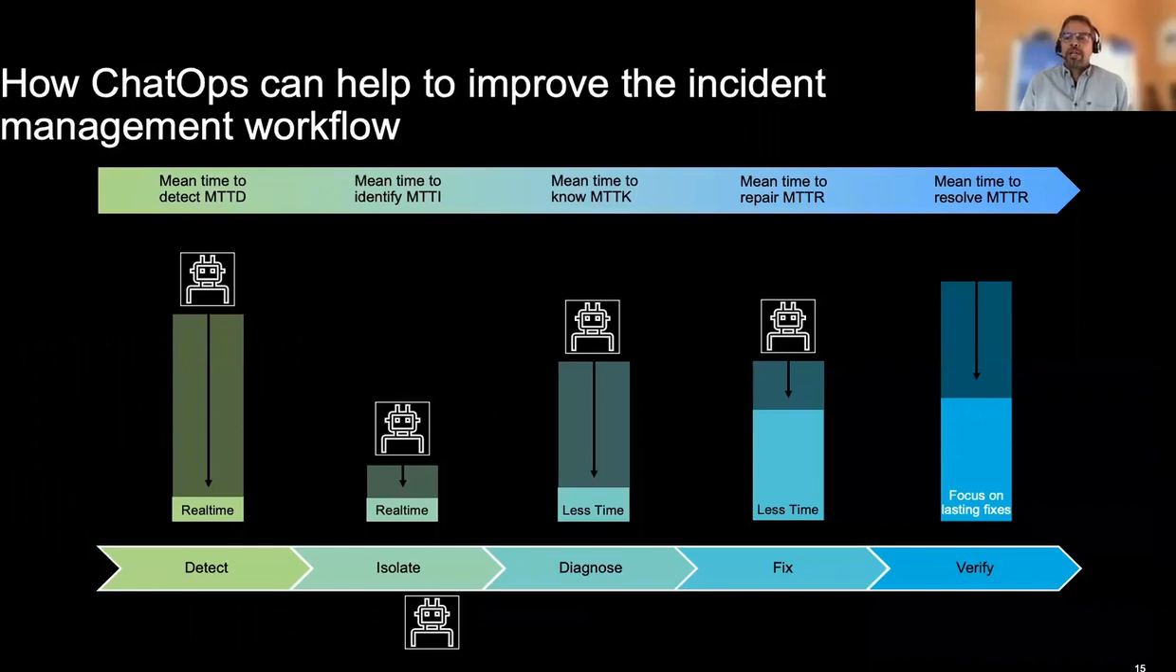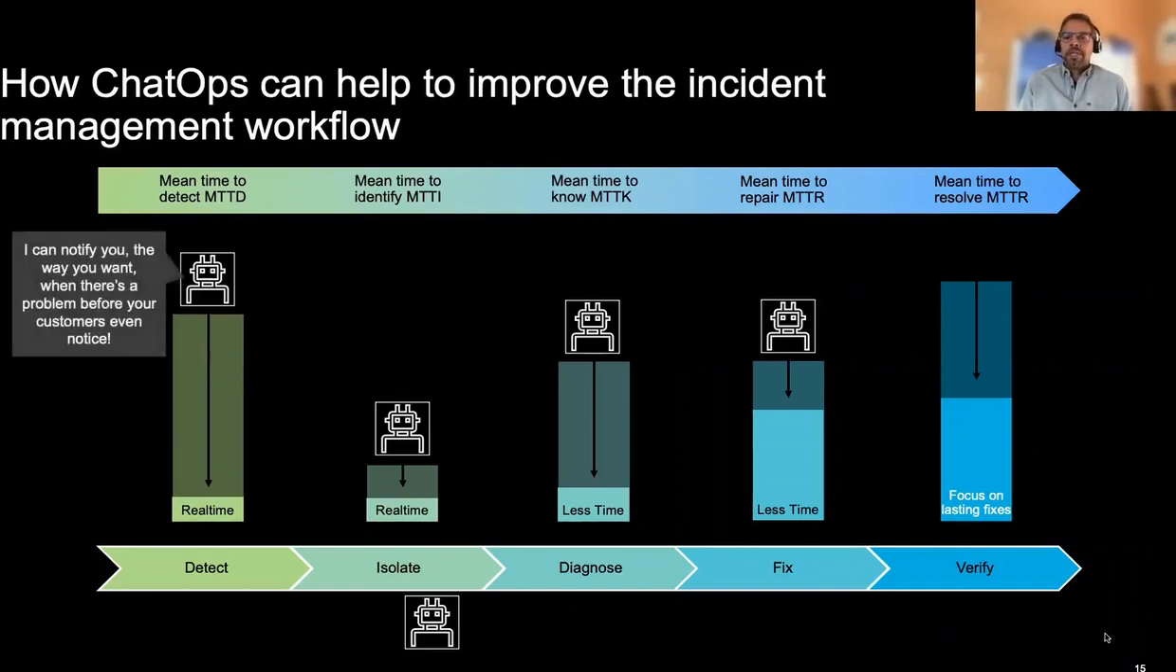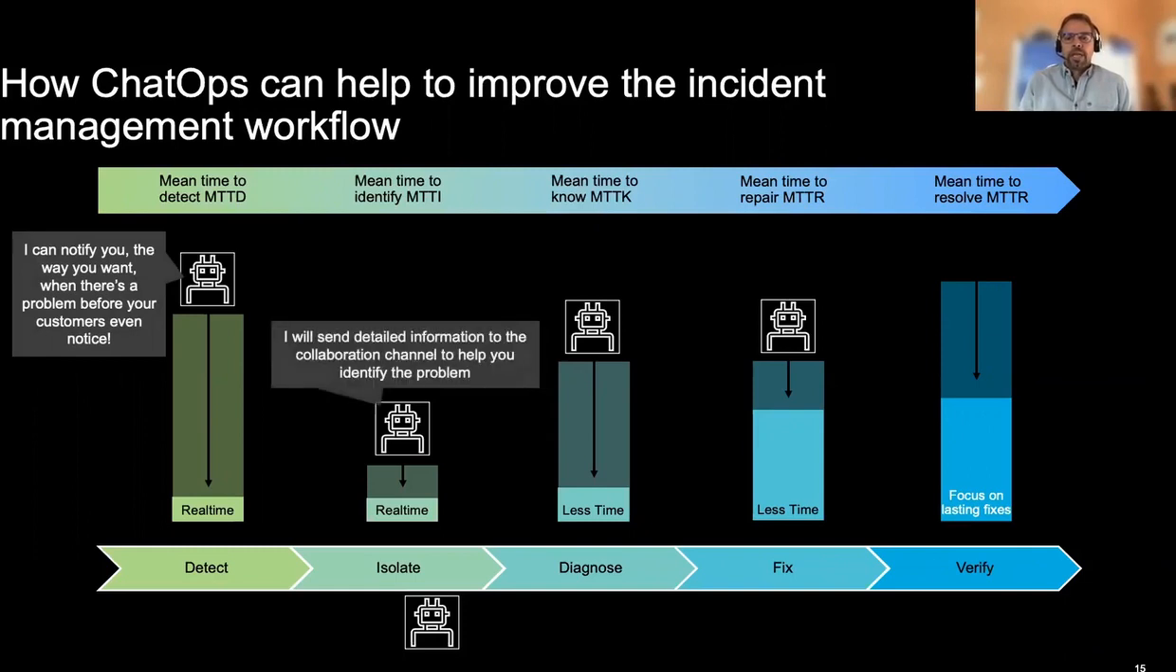Here you can see how ChatOps can help to improve the incident management workflow. For instance, a chatbot can notify the team in a chat tool, thus reducing the time to detect an issue. The chatbot can include detailed information about the incident in the chat channel, and this helps to reduce the mean time to identify an issue.